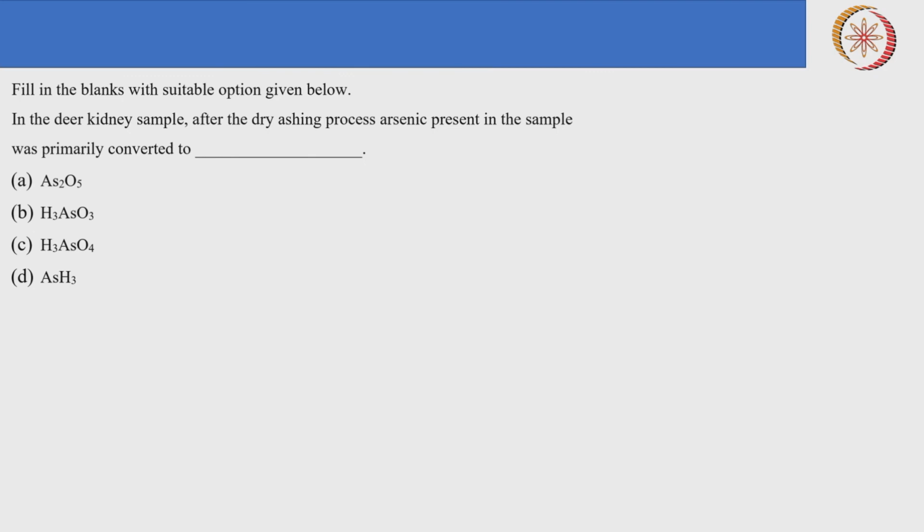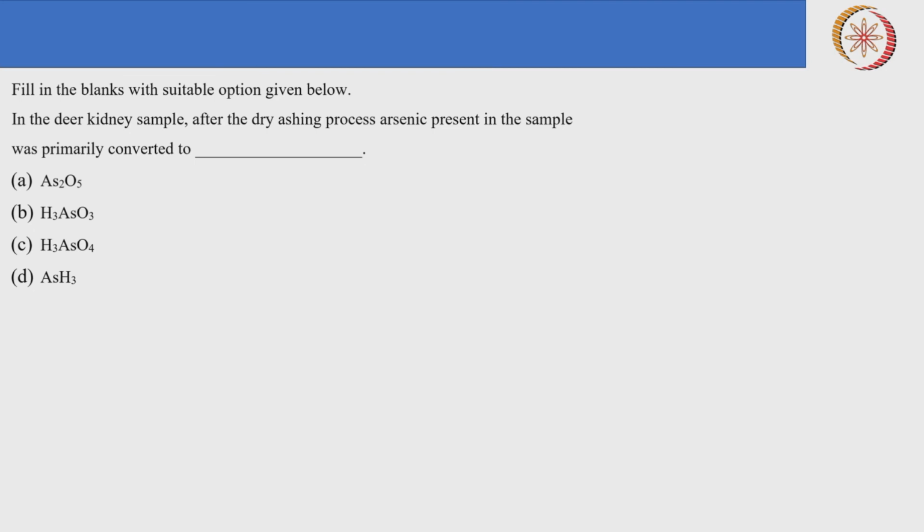This question is from last week's class. Fill in the blank with the suitable option given below. In the dry kidney sample after the dry ashing process, arsenic present in the sample was primarily converted to what?